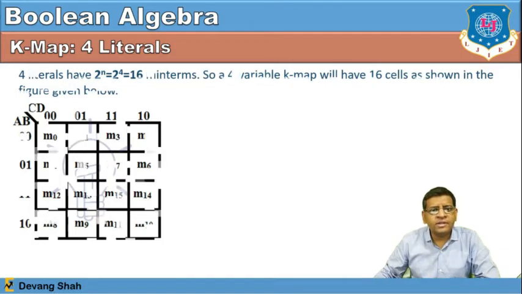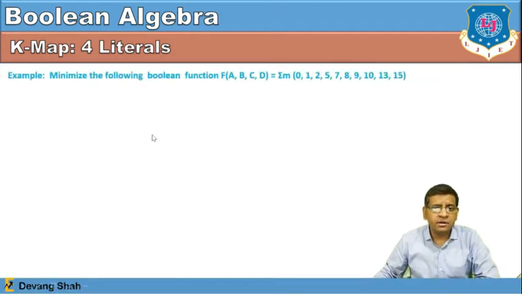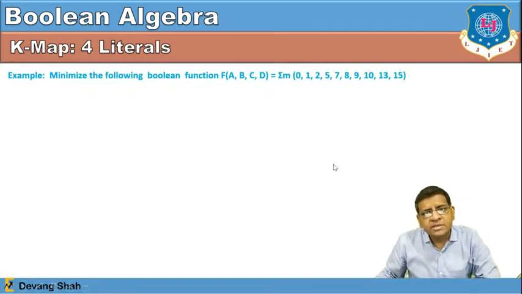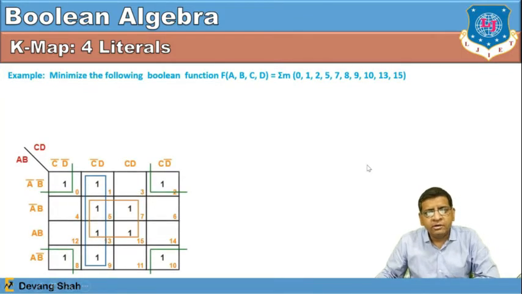Now based on that, I can take any example, and let's say my example is f of A, B, C, D equal to summation of M: 0, 1, 2, 5, 7, 8, 9, 10, 13 and 15, and you can write ones in the corresponding blocks, like you can check here, right? Now my next job is to incorporate the maximum number of ones in a group, right?